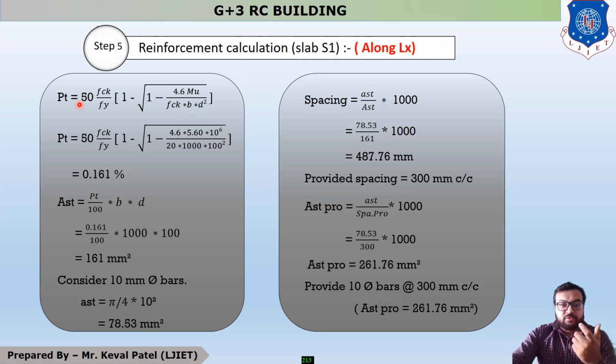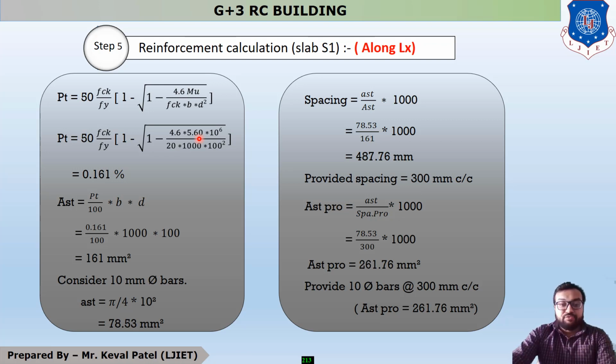Now 50 is constant for all these 4 moments. fck remains the same, which is 20, because in this example we use M20 grade of concrete and Fe415. Fe415 means we use 415 grade of steel. Okay, one is constant, this one is also constant. Mu means we have to use for Mx positive, so the value of Mx positive is 5.60, but this 5.60 is in kilonewton meter, so we have to convert kilonewton meter to newton mm.